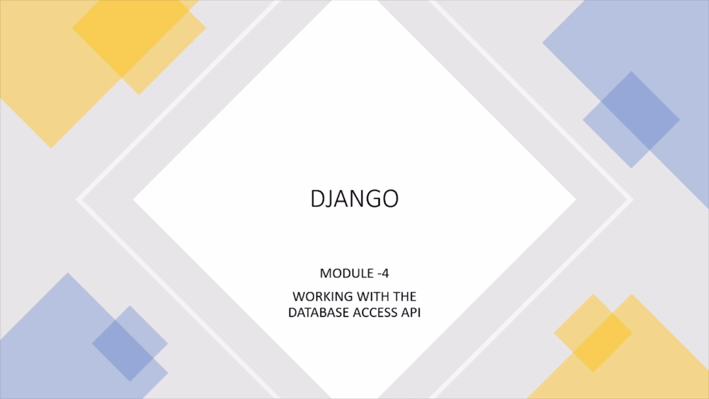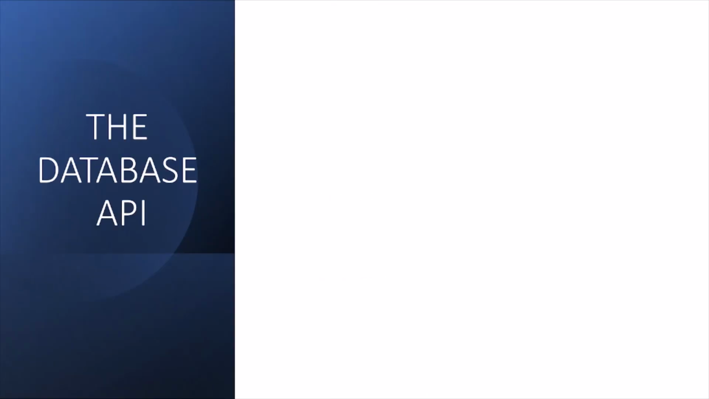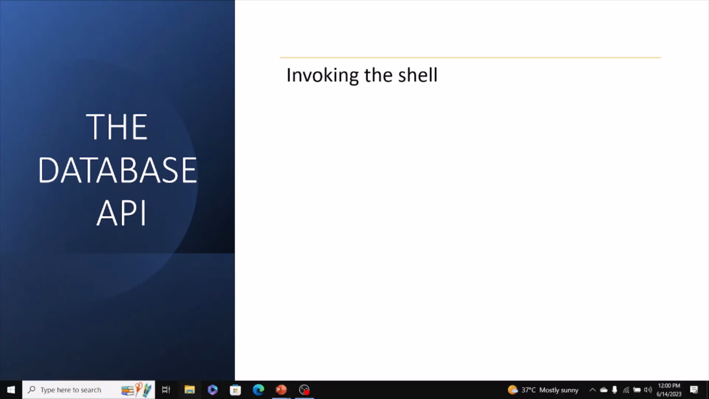In today's session, we will work with the Database Access API that was automatically created for us by Django in the last session when we created our models. In order to begin exploring this API, we need to invoke the Python shell. So let's go now to the command prompt.